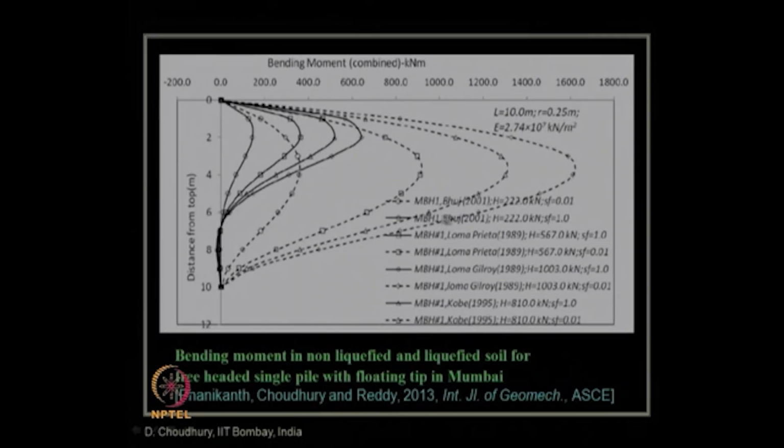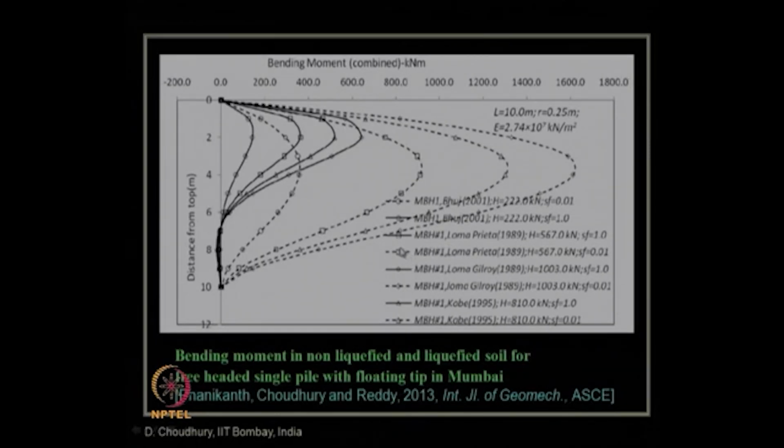You can see different input motions were given, like Bhuj earthquake, Loma Prieta earthquake, Loma Guillory earthquake and Kobe earthquake motion, which we have also considered for the ground response analysis. Also, you will see these data are only for one particular borehole, that is what type of soil is present there, like Mangalwari site borehole number 1.